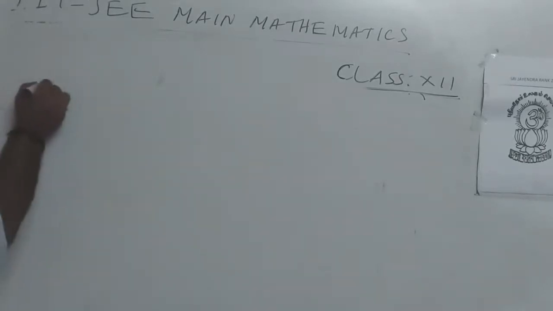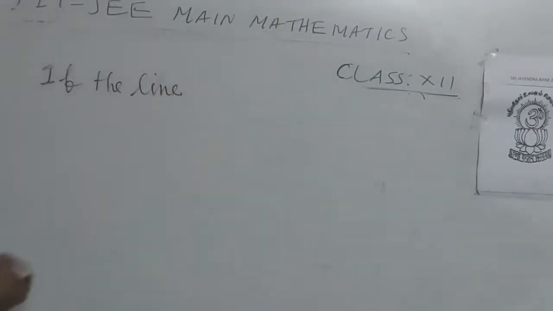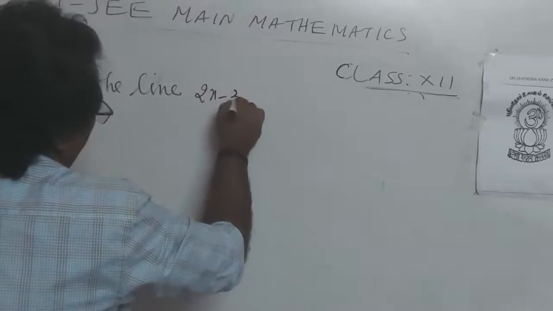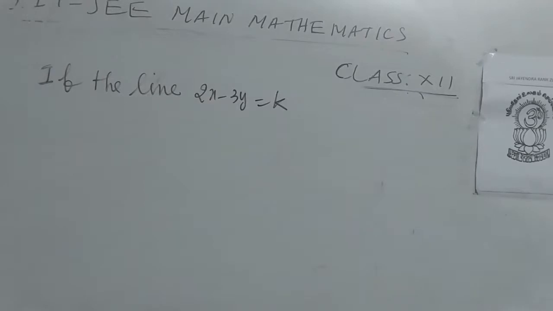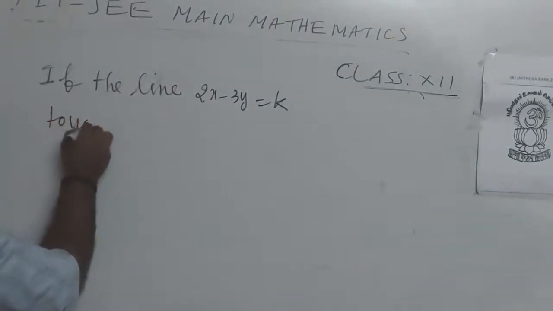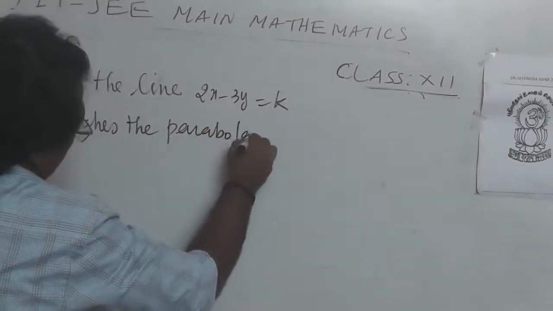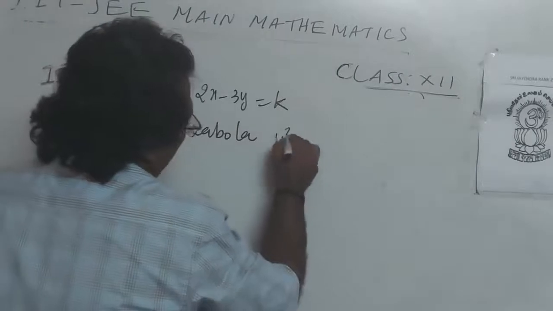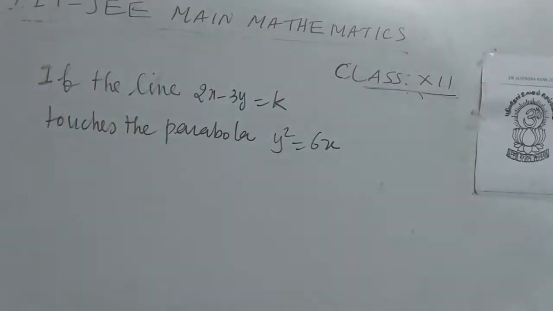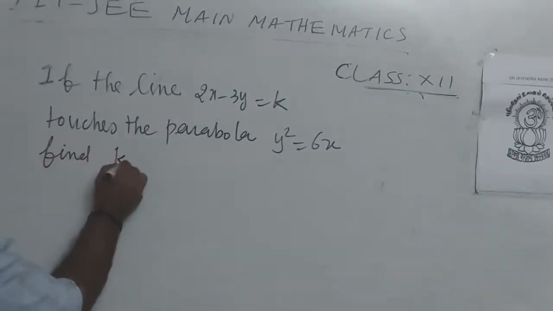If the line 2x minus 3y equal to k touches the parabola y squared equal to 6x, find k.